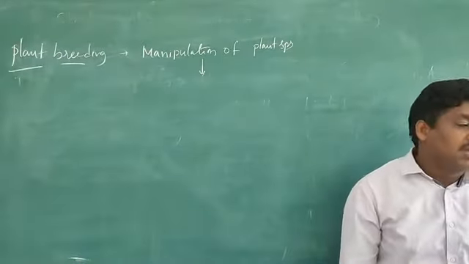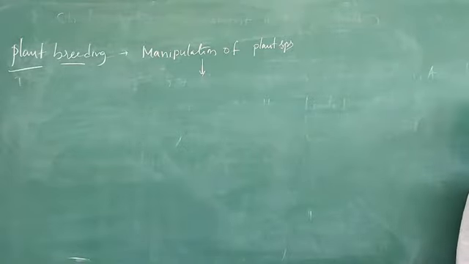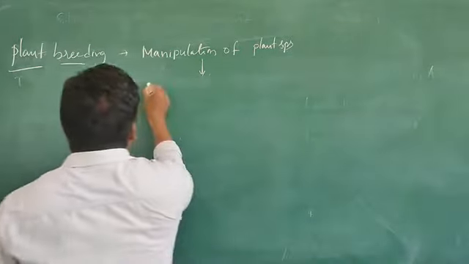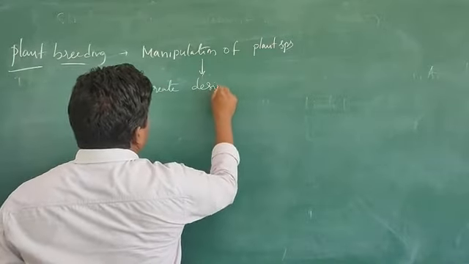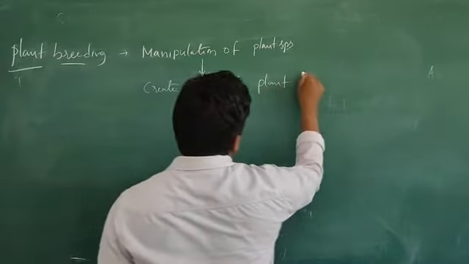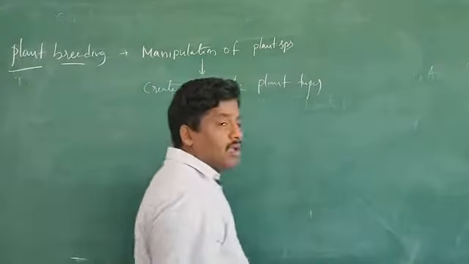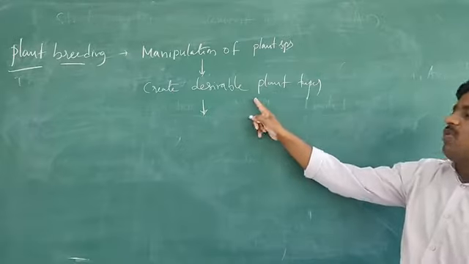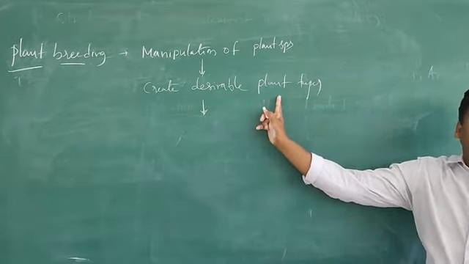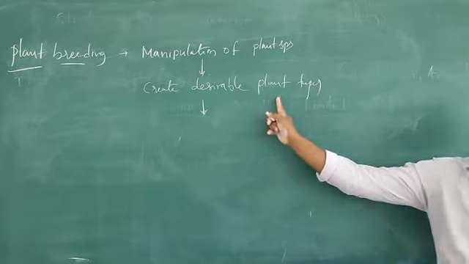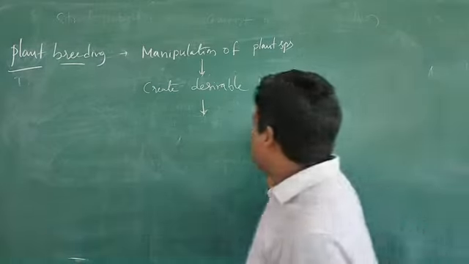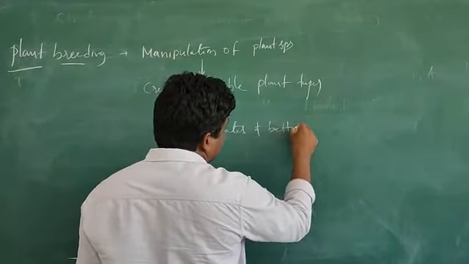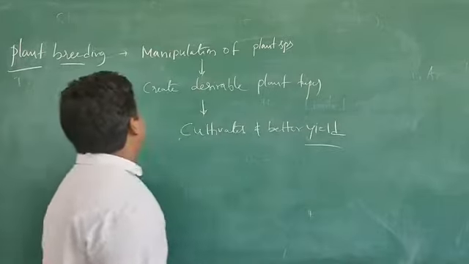As a result, what will happen? To create desirable plant types. So manipulation of plant species to create desirable plant types that are better to cultivate and give better yield. That's what you call plant breeding.